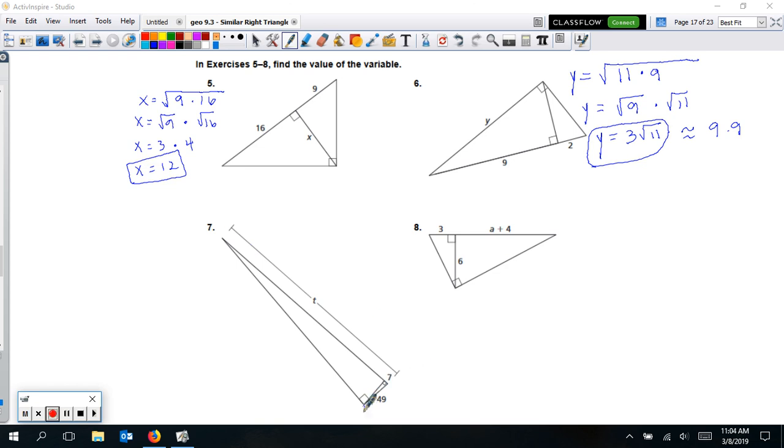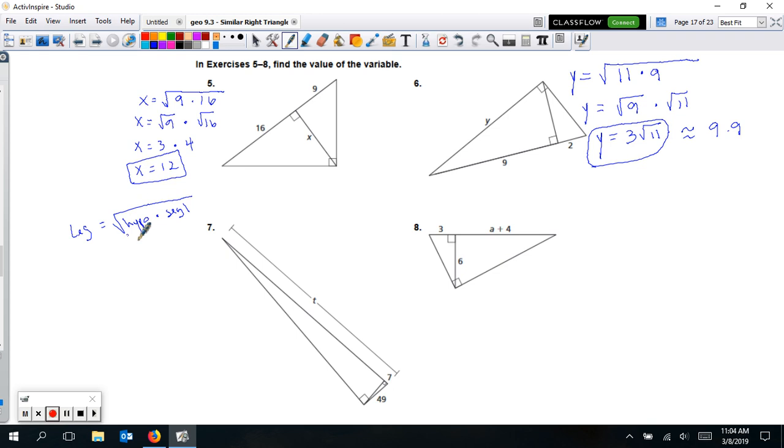They didn't give us the altitude, so we're not going to be able to use the altitude theorem. We're going to use the leg theorem. So how would we set this up? Well, it's going to be the leg here that we have. So our leg is just 49. We'll say the leg is equal to the square root of the hypotenuse, this is what I wrote down before, times segment 1.